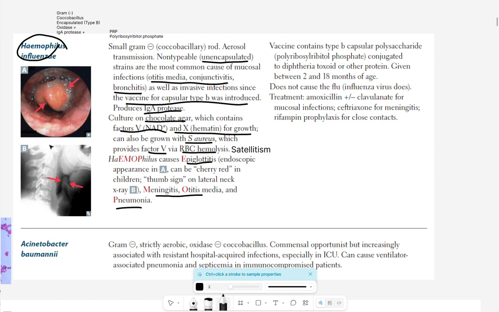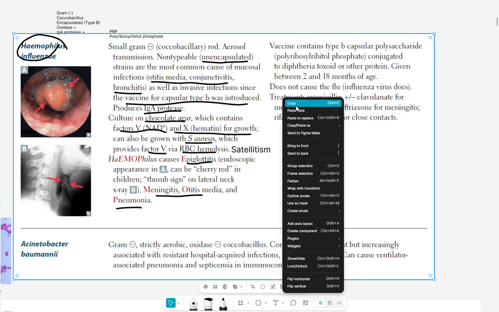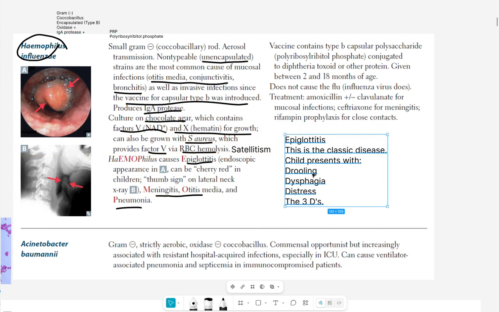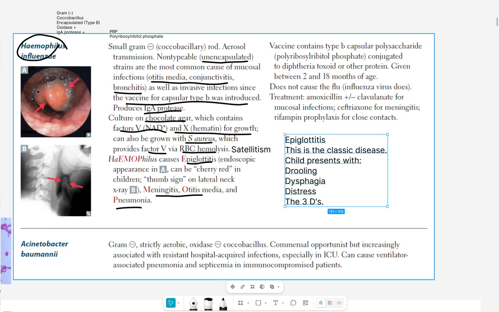So this is a classic vignette where you will have a patient with epiglottitis. It's showing the drooling, dysphagia, and distress. Why cherry red? Because the inflammation causes vasodilation, swelling, and hyperemia, making it bright red. Then we have this thumb sign here.